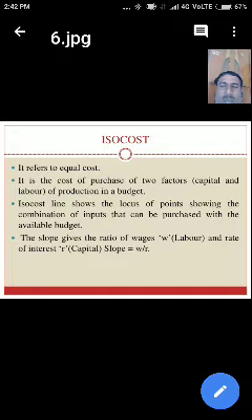The slope gives the ratio of the wages. W for wage, the reward of labor is the wage, and the rate of interest is R, the reward of capital. You have to write R here. Slope is equal to W by R, the price of labor by the price of capital. Both are equal. The isocost line.